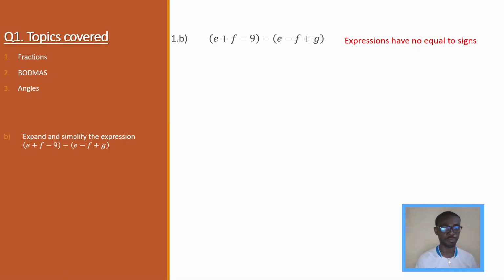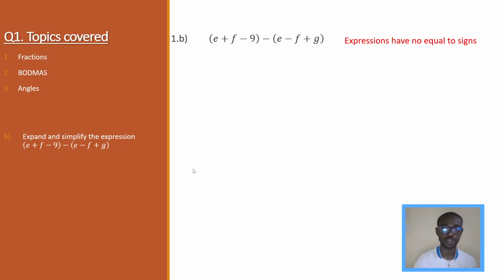Alright, so the B part of question 1 states: expand and simplify the expression (E + F − 9) − (E − F + G). Remember that this is just an expression, and as such, there is no equal to sign in there. Expressions are just statements without an equal to sign.